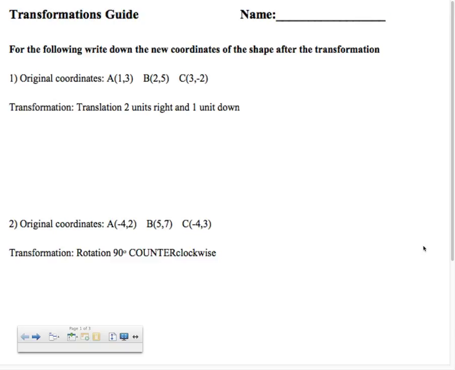Now, in case you don't remember, the way we do translations is by adding and subtracting numbers to the x and y coordinates. And so you can use this kind of handy little cheat grid here to memorize what to do where. So if you're going right, that's adding to the x. If you're going left, that's subtracting from the x. If you're going up, that's adding to the y. And if you're going down, that's subtracting from the y.